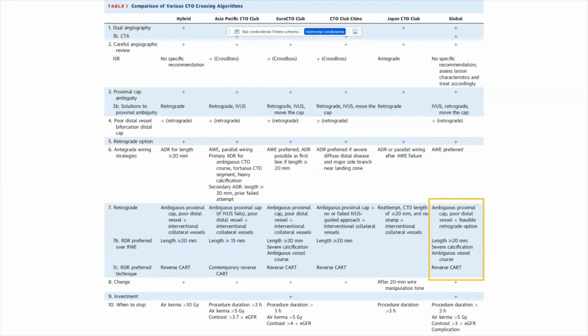And we have to perform a retrograde re-entry and dissection technique, preferred over retrograde wire escalation, when the CTO segment is very long, when there is severe calcification, and when the course of the vessel is ambiguous. And the preferred technique is, of course, the reverse CART.